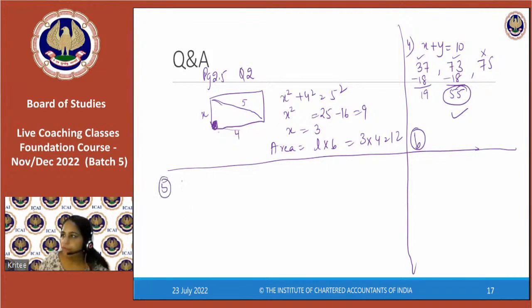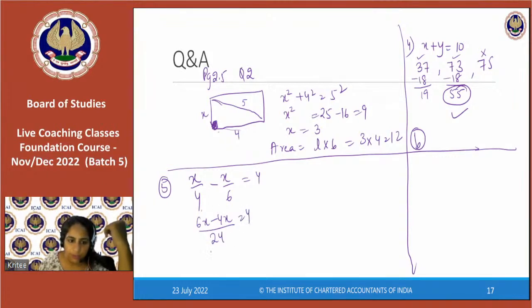Question number 5. The fourth part of a number x by 4 exceeds the sixth part x by 6 by 4. So x by 4 is more than x by 6. The fourth part of a number exceeds the sixth part by 4. Either you solve this linear equation, it's like this: 6x minus 4x upon 24 equals 4. 2x upon 24 equals 4. 2x is equal to 24 into 4. x is equal to 48.